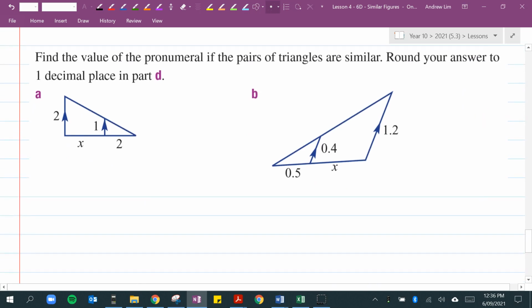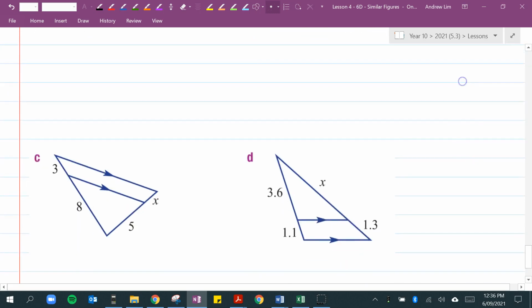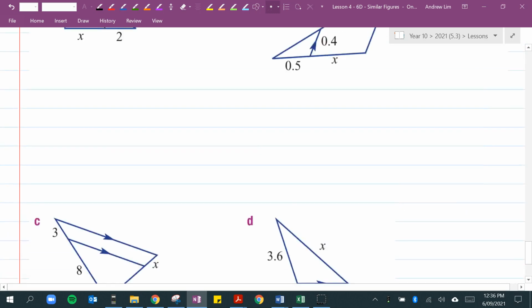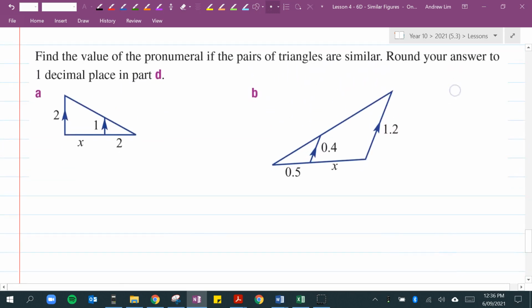Find the value of the pronumeral if the pairs of triangles are similar. Round your answer to one decimal place in part D. So I'm going to have a go with question A with you, and then I want you to pause the video and have a go with B, C, and D.